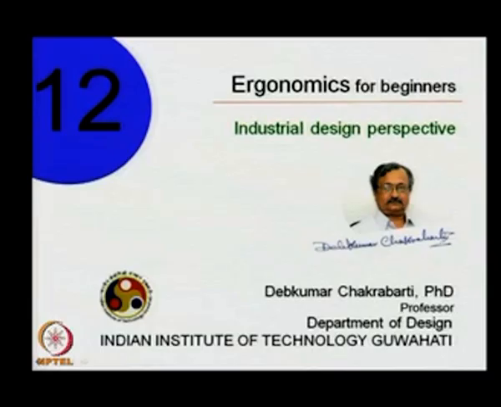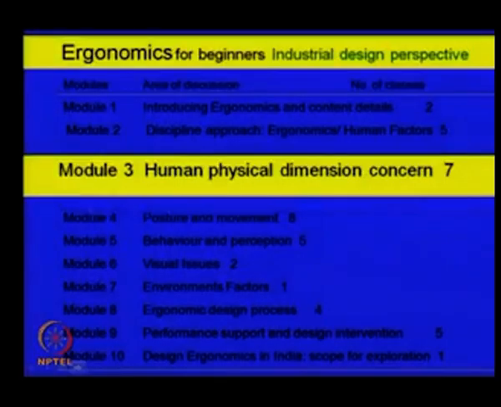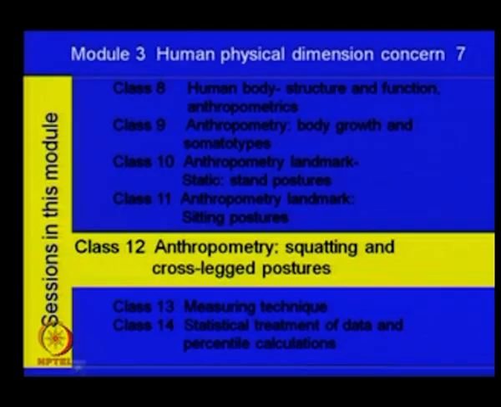So, welcome to today's session number 12 on ergonomics for beginners, industrial design perspectives, and module 3 human physical dimension concern. Today's class is number 12, anthropometry, squatting and cross-legged postures.